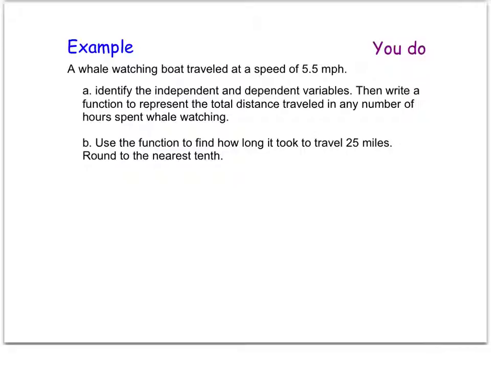We're going to identify the independent and dependent variables. Then we're going to write a function to represent the total distance traveled in any number of hours spent whale watching. So we're going to find the independent and dependent variables. So since the total distance depends on the number of hours, the total distance we'll call d is the dependent variable.